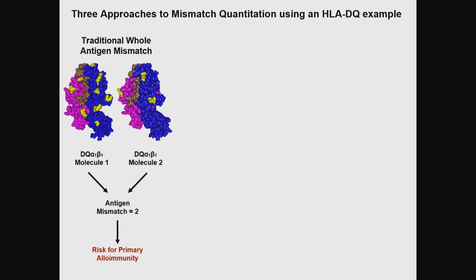Well, if you think about what we've been doing for a number of decades, if you imagine that these are two DQ molecules, what we've really been doing is saying, okay, each of these antigens is different, so we can add them both up and get a score of 2 antigen mismatches, and then we've used that number to try to correlate with some sort of alloimmune response.